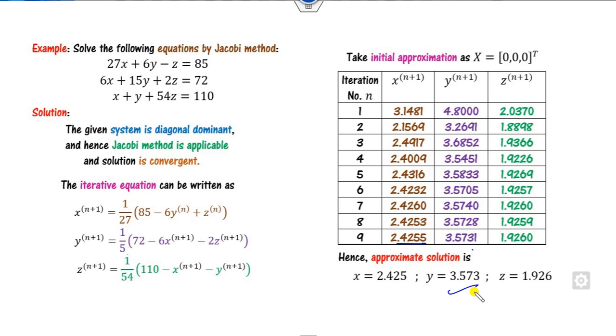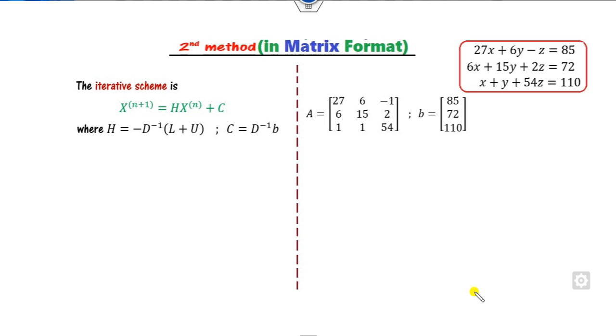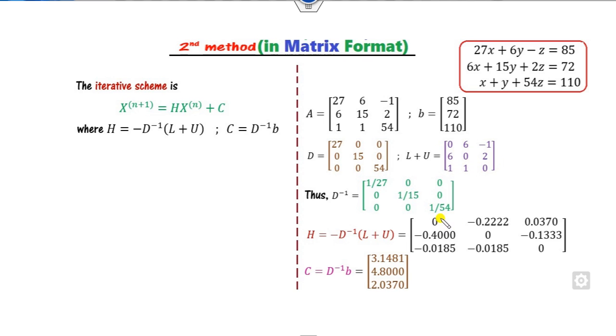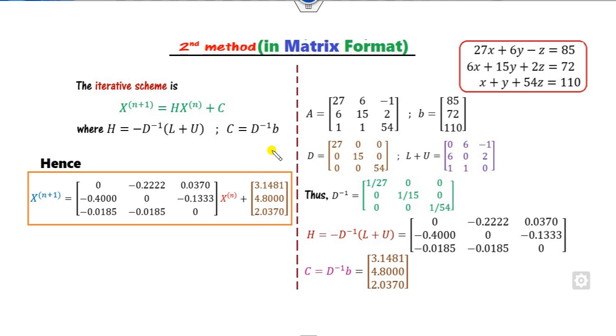You can also solve the same question with the help of the second method. You can do it by matrix form, or I can show you here. We can find the value of D. I can find the value of L plus U. You can find D inverse. And you can multiply the first value with the first row, second value with the second row, third value with the third row. You will get as here. Substitute this, you will get this.